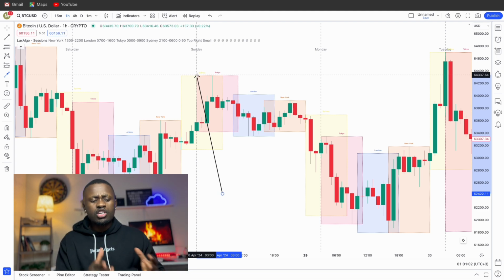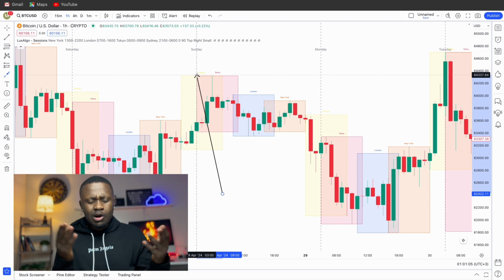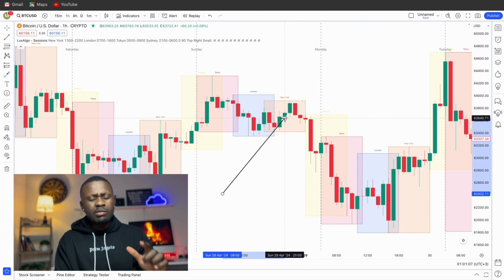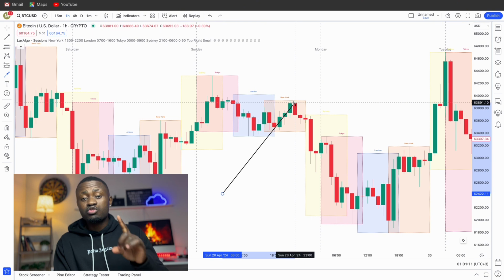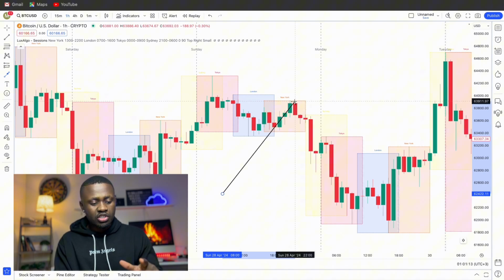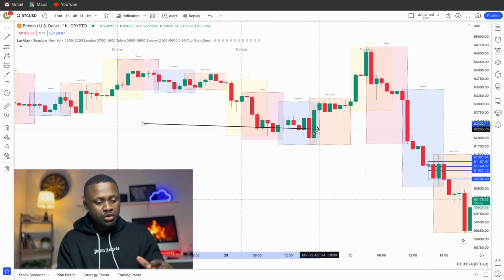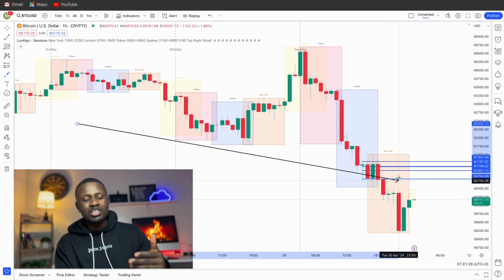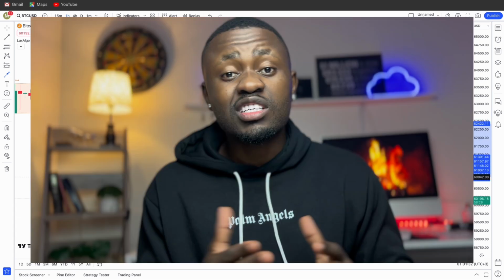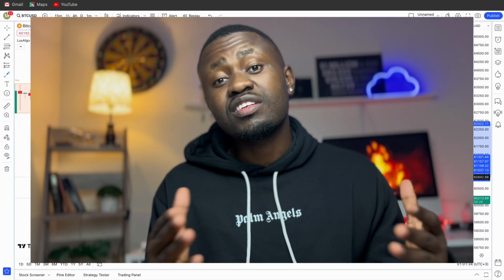So this way, you can know when does the market move. Now, I'll give you an example. Every time, whenever we're in the New York session, you can see price is always moving. That's why I love to trade in the New York session. So look at this. New York session, price drops. New York session, price goes up. New York session, price drops, as you can see. So that's why I love to test during the New York session, because that is where I see most of my moves.